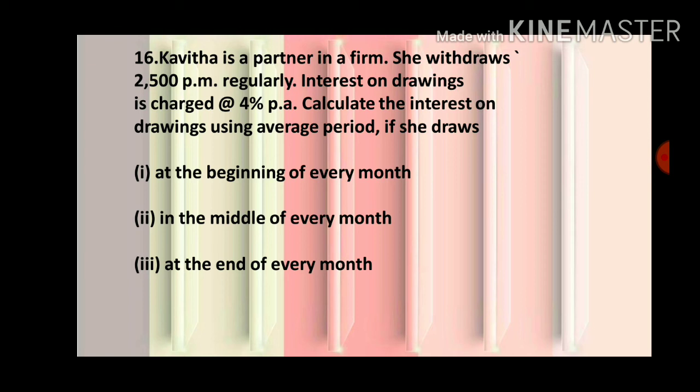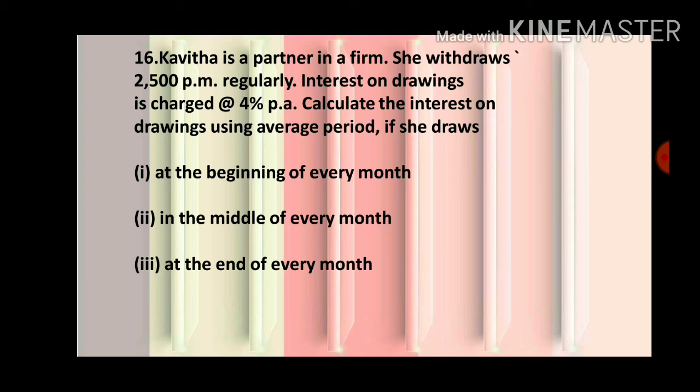Calculate the interest on drawings using average period if she draws. Actually, what does average period mean? Regular. This is regular withdrawal. Beginning means beginning, end means end, middle means middle. In between, we do not take anything. So this method is known as the regular period method. Average period method means regular, not irregular. Product method is irregular, average period is regular.